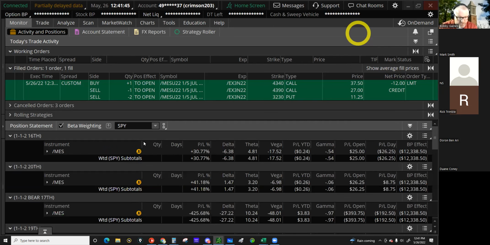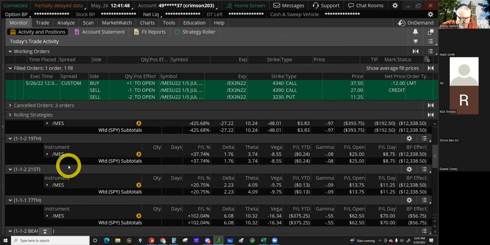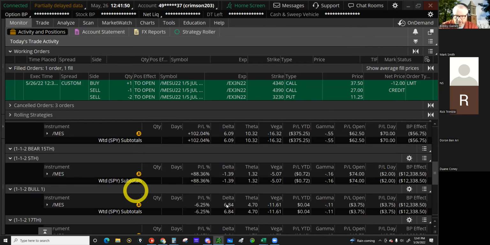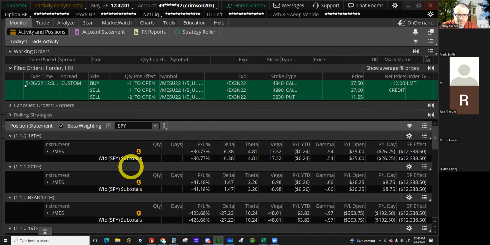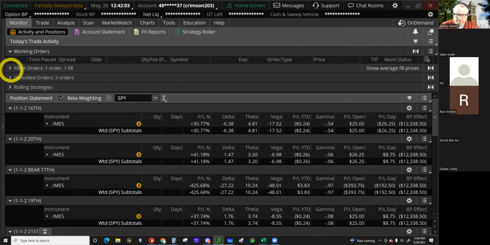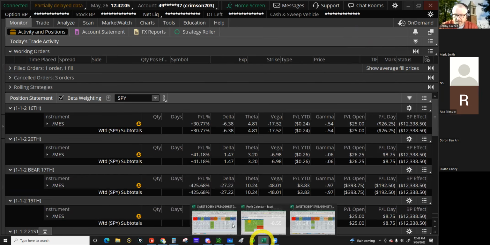Show group 112 bull. Let's go find him. Here we go. Gave us 6.84 positive deltas. Right now, here's where we can use a little bit of art and science. We want this to be as scientific as possible. But remember, there's a couple things we need to realize and look at.